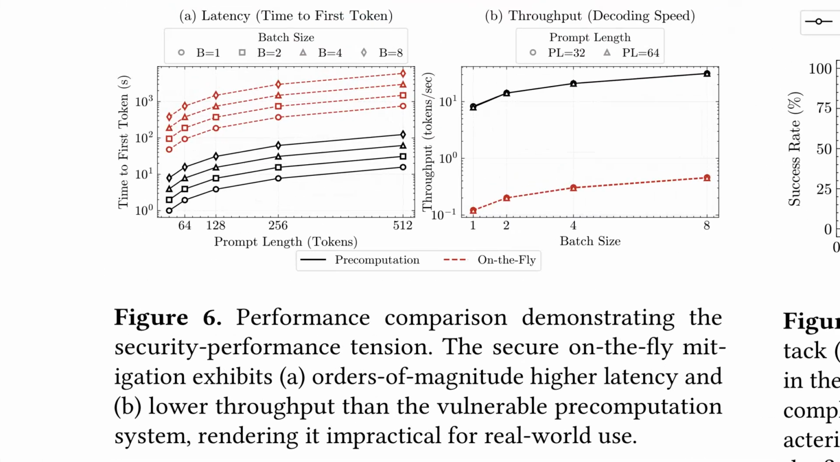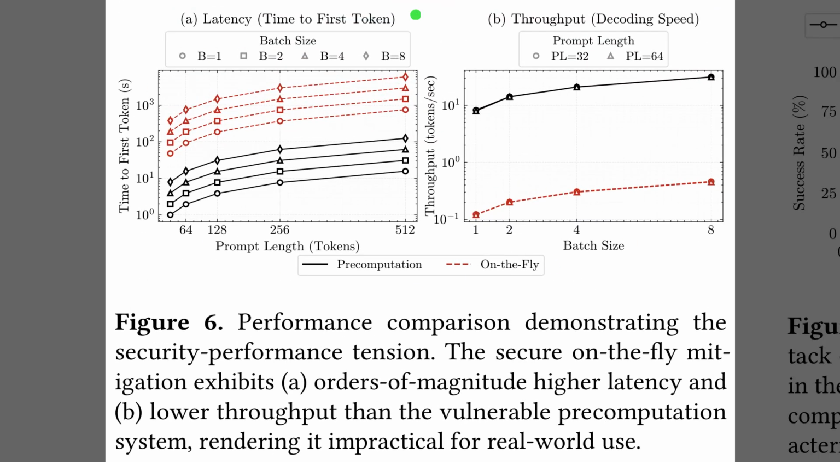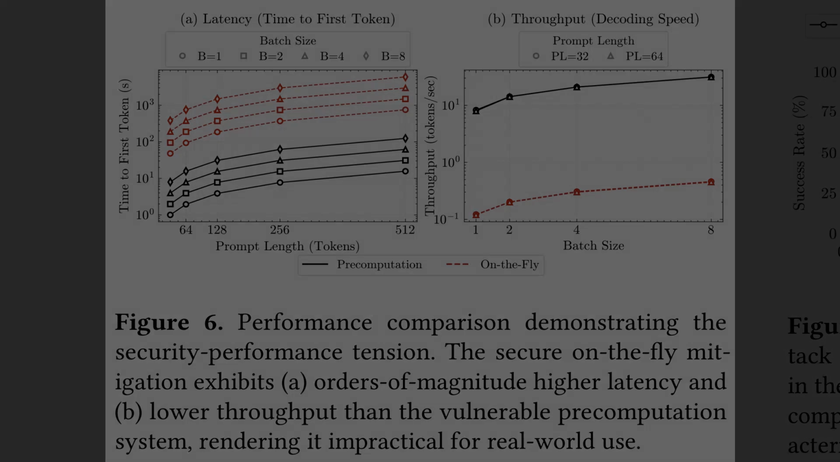So Figure 6 quantifies exactly why the industry chooses the vulnerable path. Panel A plots the time to first token, and notice the logarithmic scale on the vertical axis. The red dashed lines represent the secure on-the-fly method, which is drastically slower, often taking hundreds of seconds compared to the solid black lines of the pre-computation strategy. Moving to Panel B, we see the same story for throughput. While the vulnerable method achieves usable speeds, the secure alternative crawls at less than 1 token per second, making it practically unusable for interactive applications.